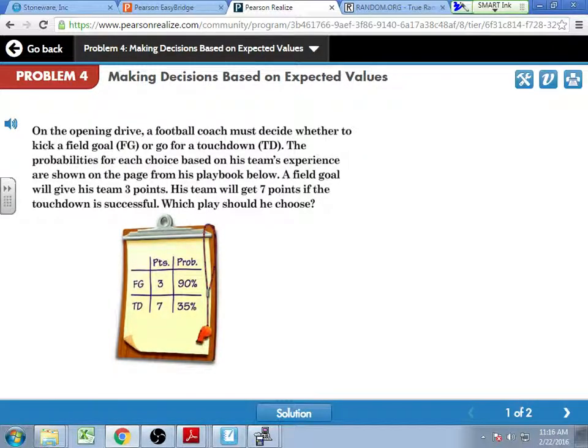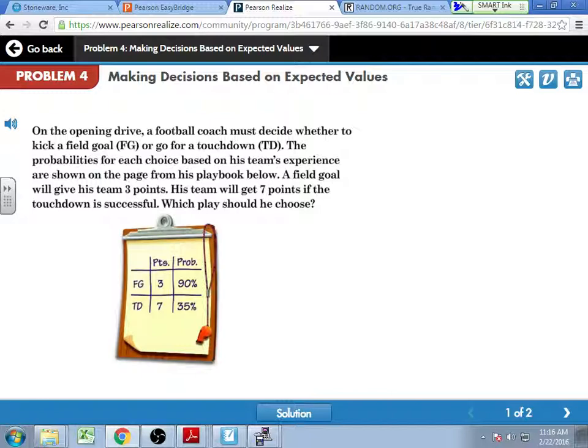So, on an opening drive, a football coach must decide whether to kick a field goal or go for a touchdown. He knows that a field goal is worth 3 points and a touchdown, we assume with the point after, is worth 7. Field goals are pretty easy. All that really matters is the kicker. There's a very low likelihood that somebody will block the kick, so we're going to say we have a 90% chance of getting the field goal. Touchdowns are much harder, running or throwing the ball in. We've got a 35% chance, a little over 1 out of 3.